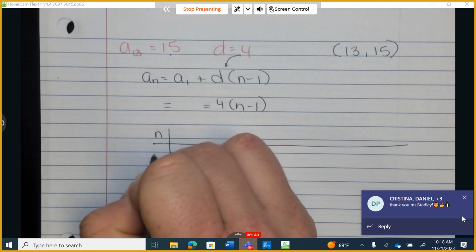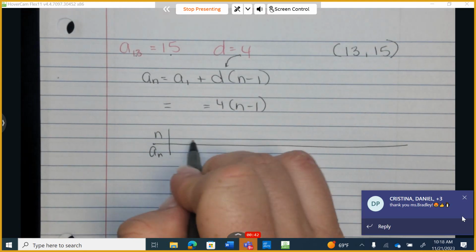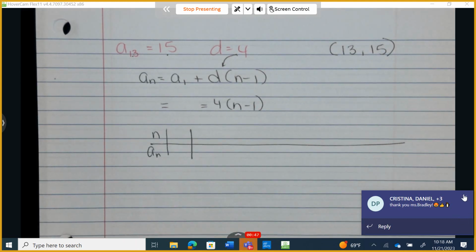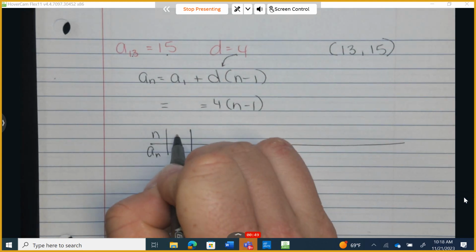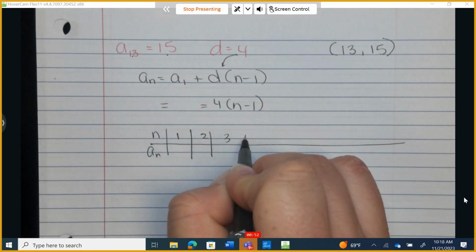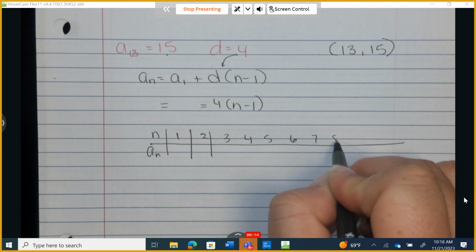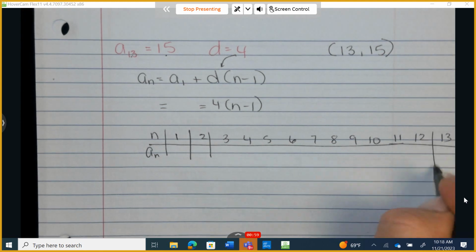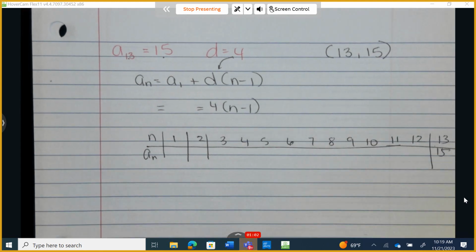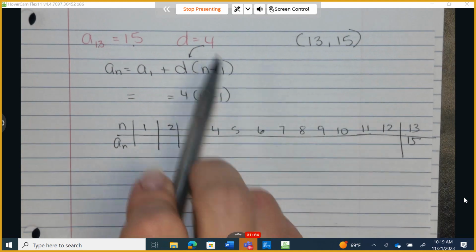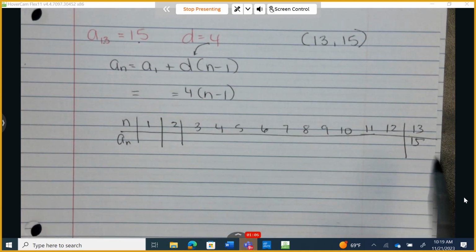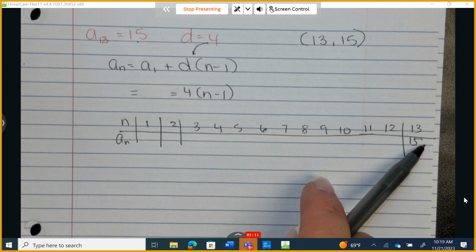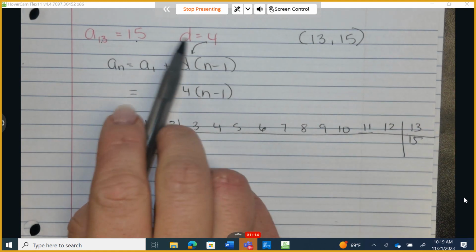So we have n and we have a sub n. And we know the 13th term produces an output of 15. So we have term 1, 2, 3, 4, 5, 6, 7, 8, 9, 10, 11, 12, 13. We'll talk about the faster way of doing this in a second. This is the output of 15. Now, every time I go to the right, I'm going to add 4 because it's a positive 4. If I go to 14, 14 is going to correspond with 19. But if I go backwards, I need to subtract 4.